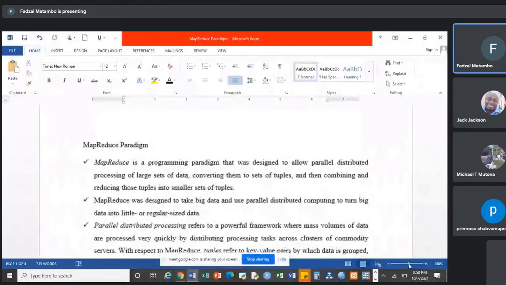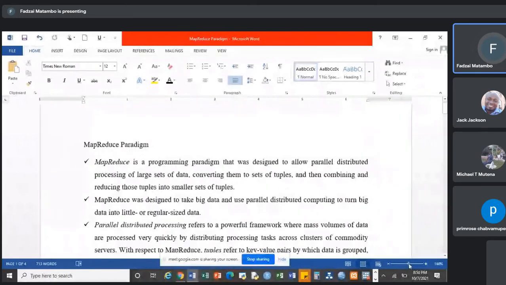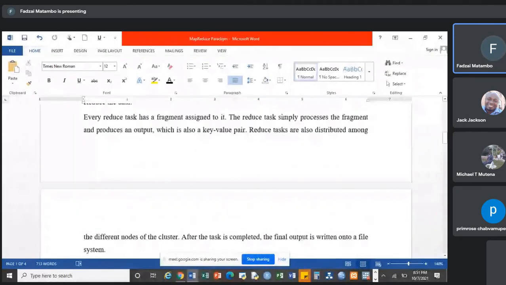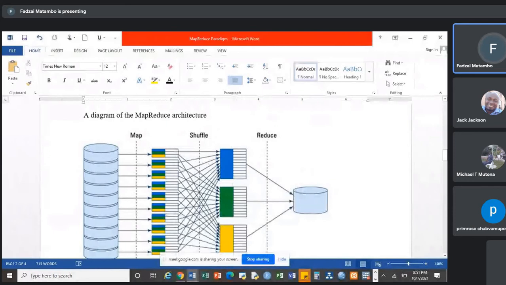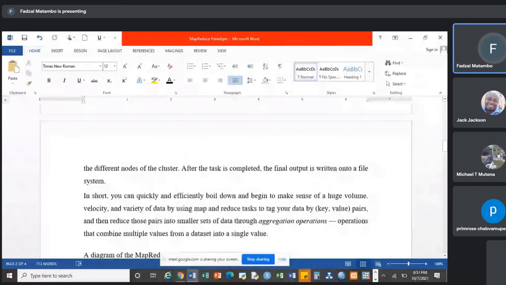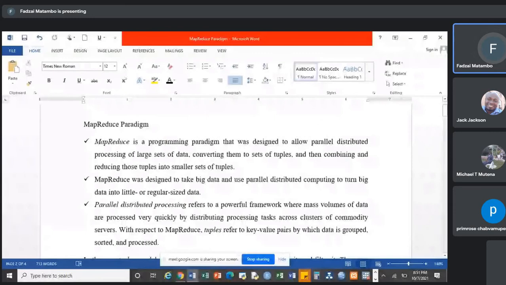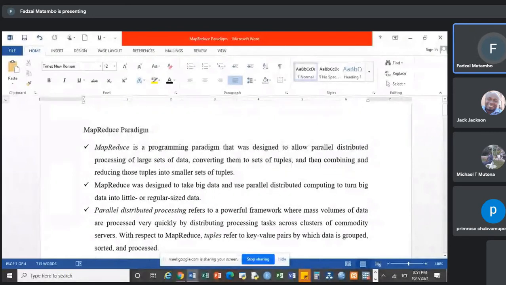Okay. So the question was: using a well-labeled diagram, explain the MapReduce paradigm. The diagram that I'm going to be using is this one, the diagram for the MapReduce architecture. MapReduce is a programming paradigm that was designed to allow parallel distributed processing of large sets of data, converting them to sets of tuples and then combining and reducing those tuples into smaller sets of tuples.